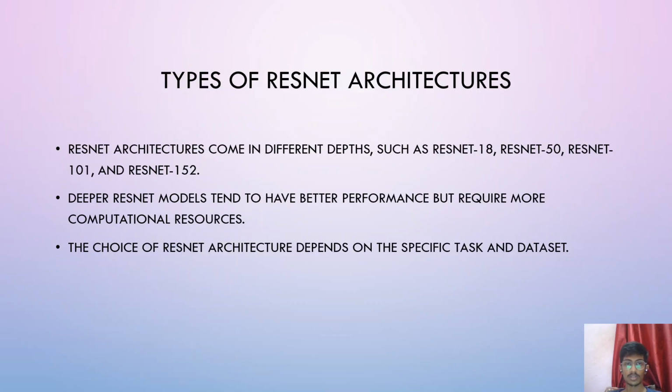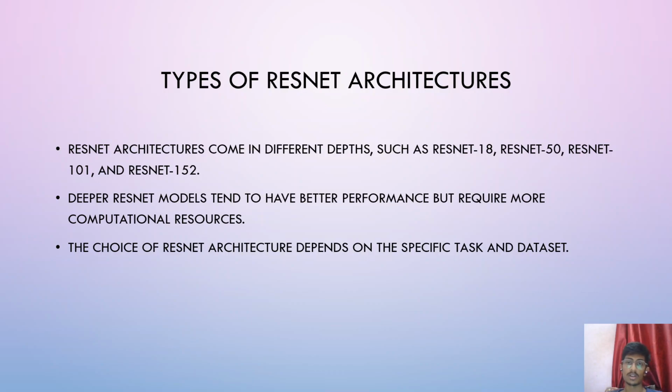ResNet architectures come in different depths such as ResNet 18, ResNet 50, ResNet 101, and ResNet 152. These are different architectures which are used based on the requirements. Deeper ResNet models tend to have better performance but require more computational resources. So this is not a joke. You can't just take a random dual core processor and start installing and using this.